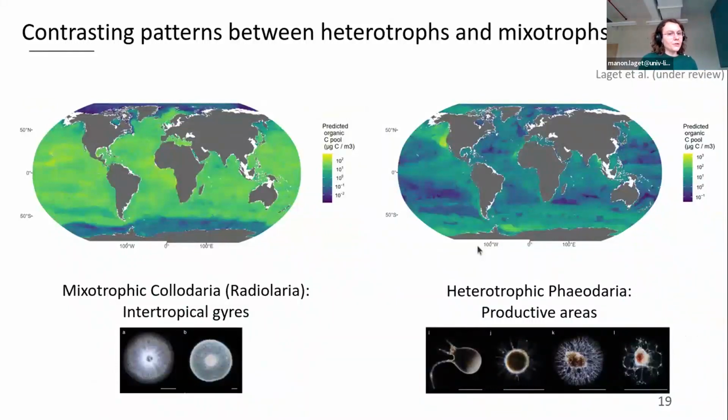So our models also enable us to observe two different patterns and major discrepancies in the global distribution of heterotrophic and mixotrophic taxa. Mixotrophic Rhizaria are found basically everywhere except at high latitude, but in particular they are quite abundant in oligotrophic gyres. On the contrary, heterotrophic Phaeodaria are mostly distributed in productive areas, in particular in upwelling zones.